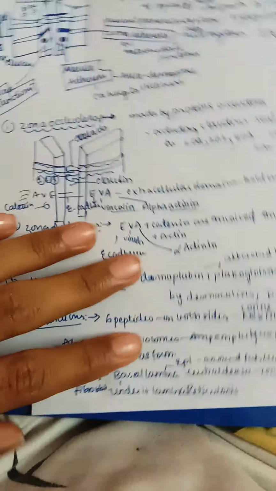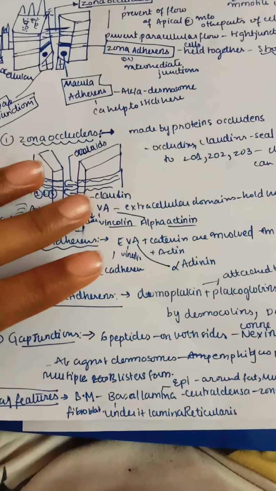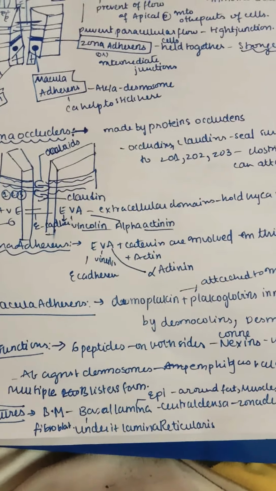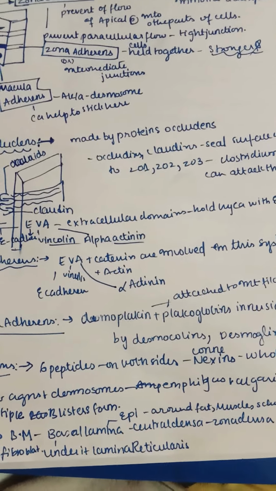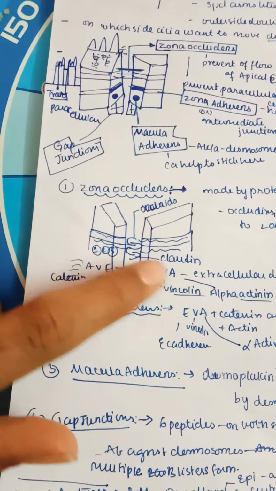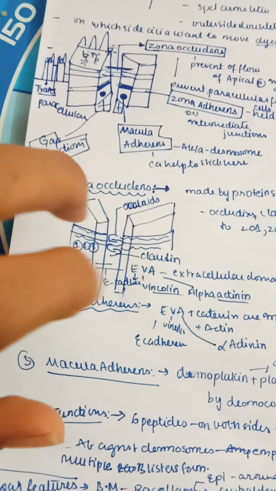Paracellular means in between two cells a substance can move. So now let us see the detail of zona occludens. The zona occludens is mainly made up of proteins known as occludens, as its name suggests. The occludens and claudins are present, which seal the surface of the cells. Inside they are attached. You can see these are the occludens and these are the claudins. These two are mainly helpful in attaching two cells in the case of zona occludens.